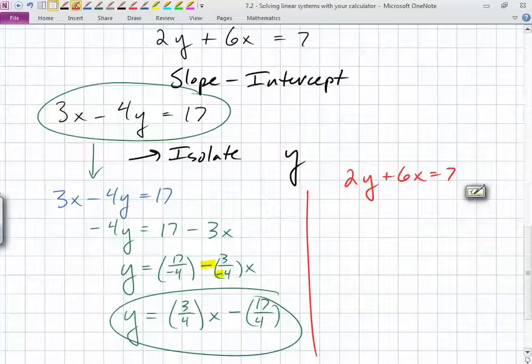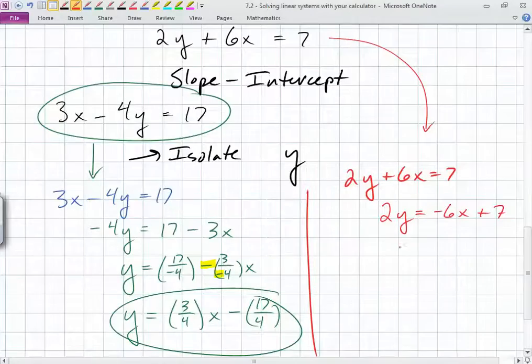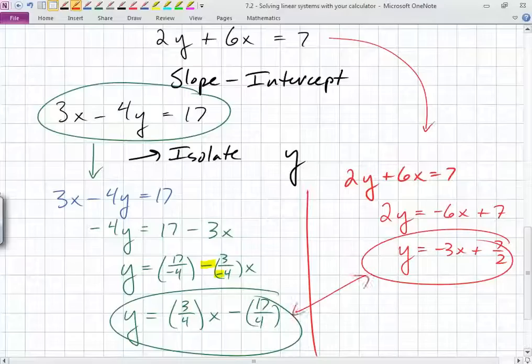Next, we're going to work on this equation right here, isolating y. So first we subtract 6x, so we end up with negative 6x plus 7, divide by 2, negative 3x plus 7/2. So now we have our two equations in slope-intercept form. The next step is to input these into our calculator.